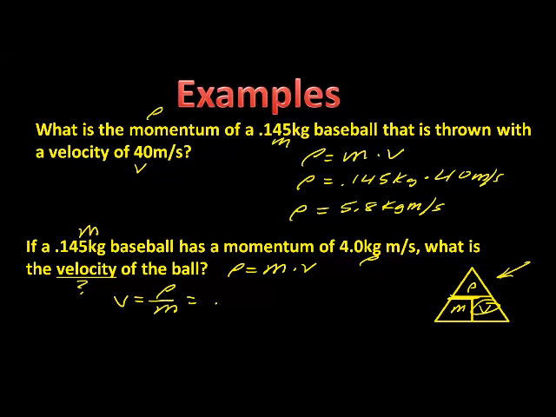Now we can plug in those numbers and units. The momentum, like we said, is 4 kilogram meters per second. And the mass of the baseball is 0.145 kilograms. And so the velocity of our baseball is going to be 28 meters per second. Now you might ask, why does that unit work out to meters per second? Well, we have kilograms being divided by kilograms, so the kilogram unit factors out, and that's going to leave meters per second. So we have 28 meters per second.